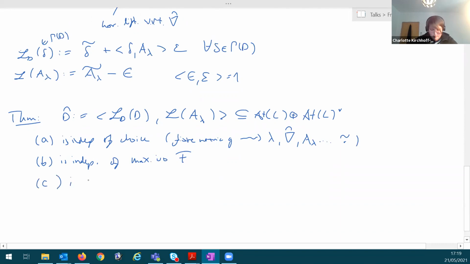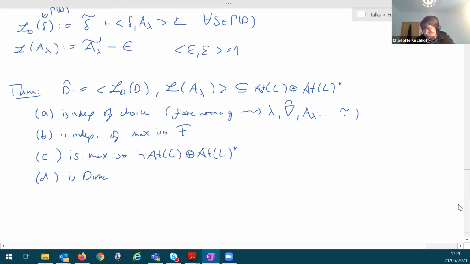It is actually itself maximal isotropic in this Courant algebroid, so thus it's almost Dirac. It is also integrable, so it is in fact Dirac. And if I map it to TM with the anchor map of A_L plus A_L star, I get the modular foliation of the Dirac structure that I discussed.